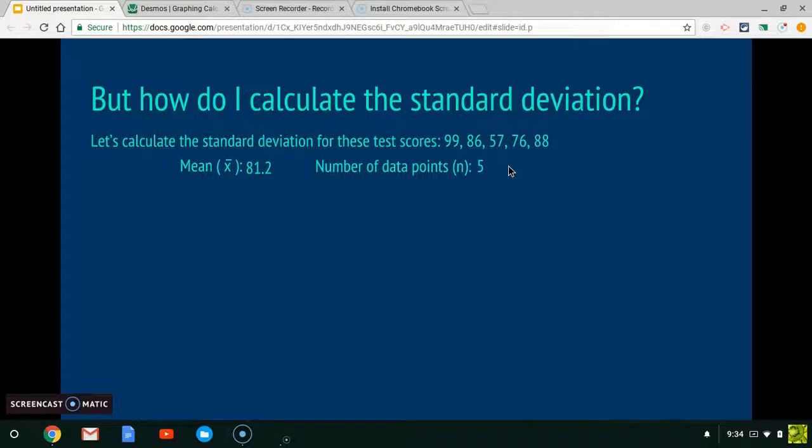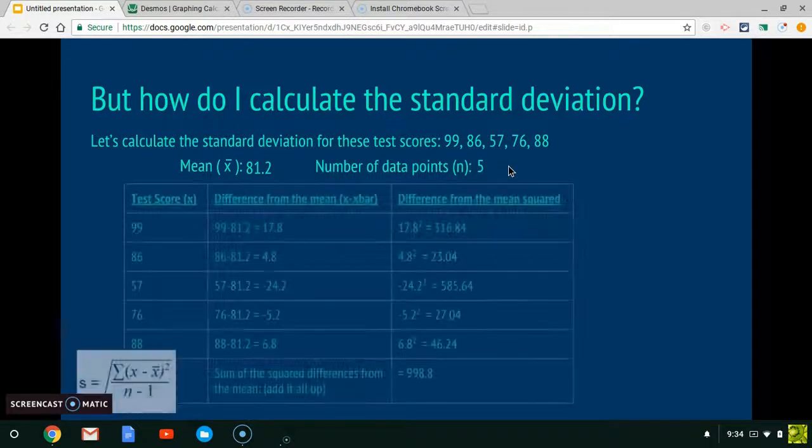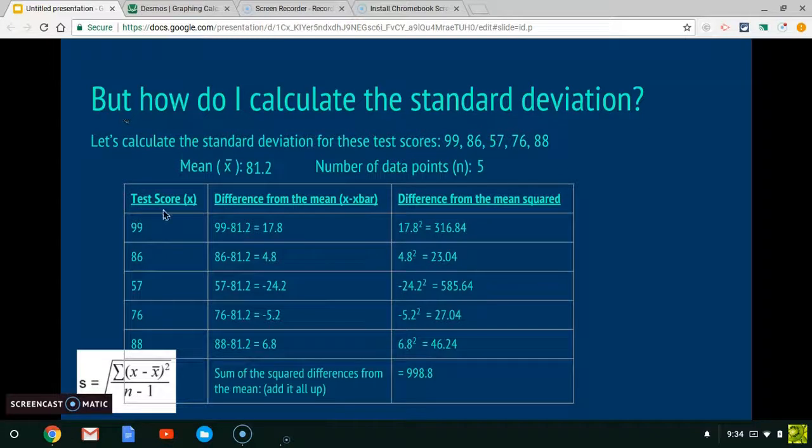Okay, so I'm going to make a table to help me with the rest of it. This is a big table, but basically over here we have our test scores, all of our numbers from our data set up here. And then in the second column, I'm going to take the number from our data set, the test score, minus the average, so minus 81.2 for each of these. So 99 minus 81.2, 86 minus 81.2, all the way down the line. And it's okay to have negative numbers at this point.